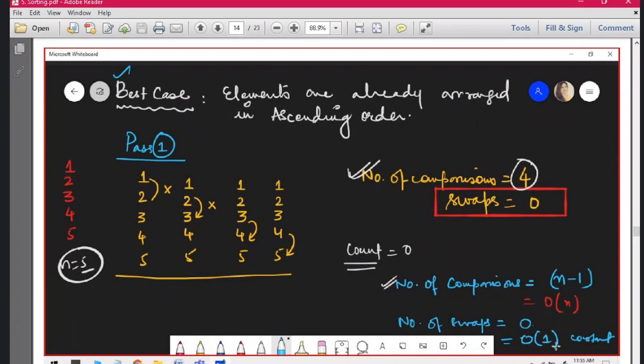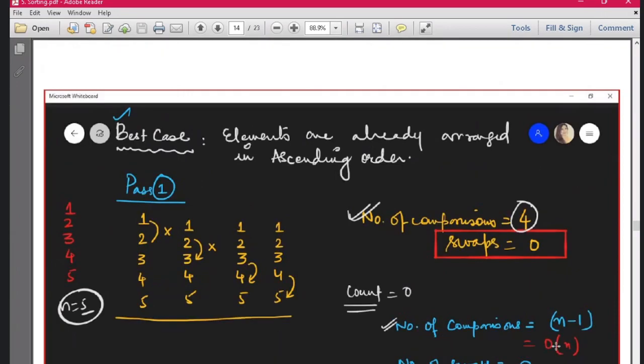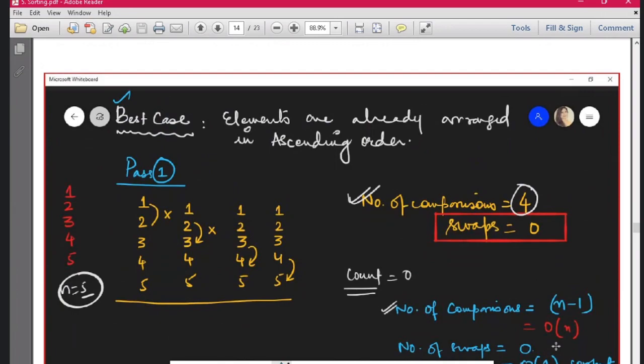So the best case is when the elements are in ascending order. Here the number of comparisons is order of n, and the number of swaps is order of 1. But in the previous case, in general case, the bubble sort, the number of comparisons is going to be order of n square, but in this special case, it has reduced to order of n. Now let's discuss the worst case.